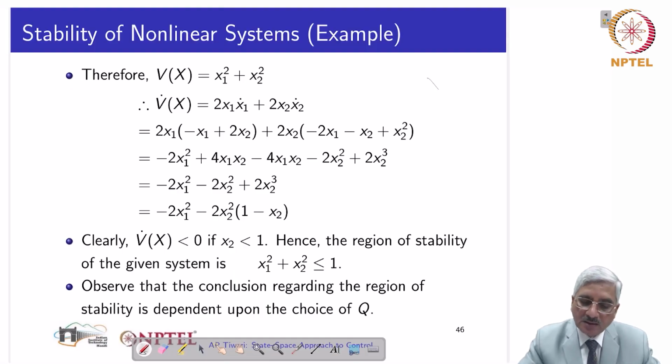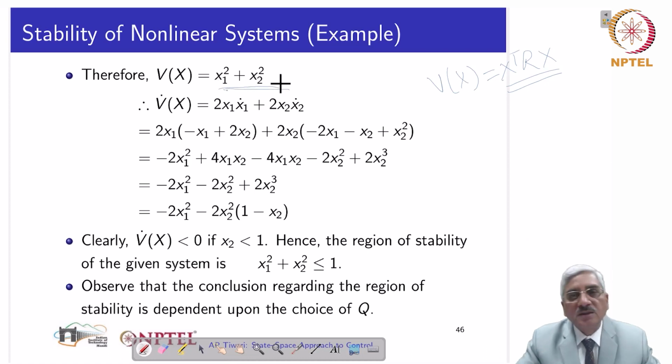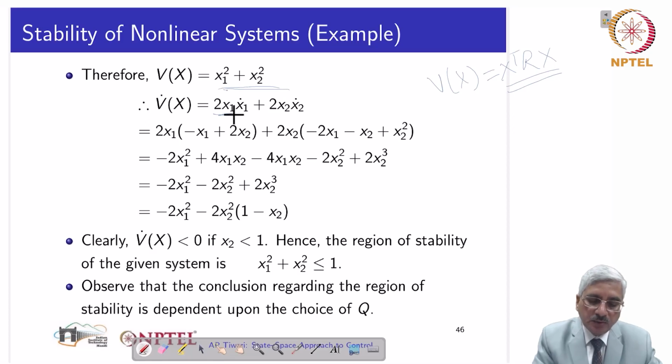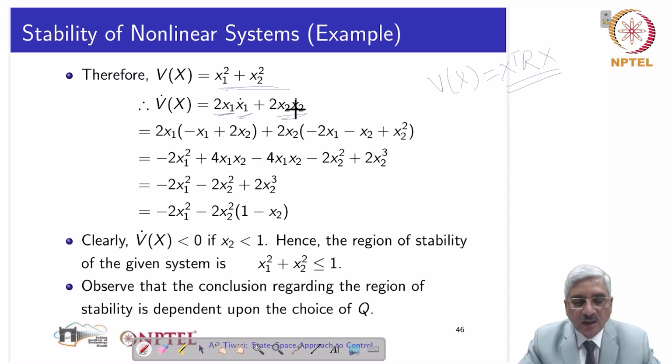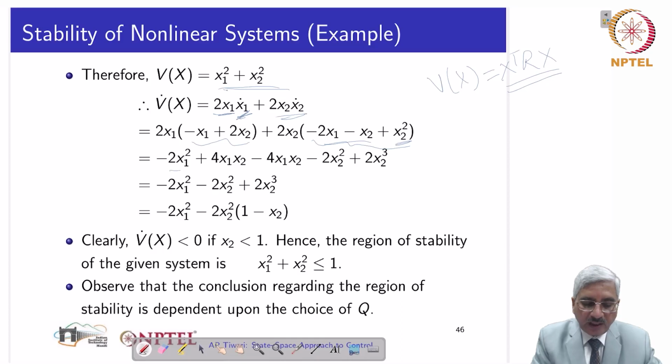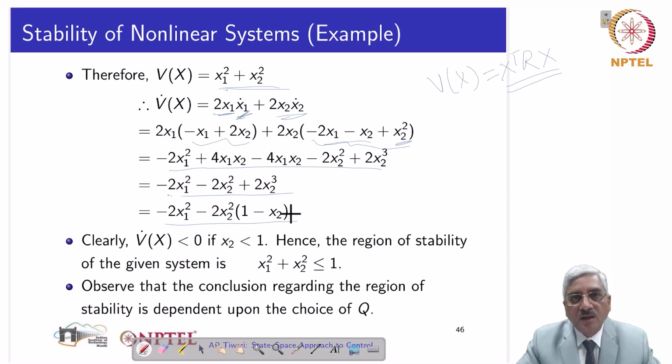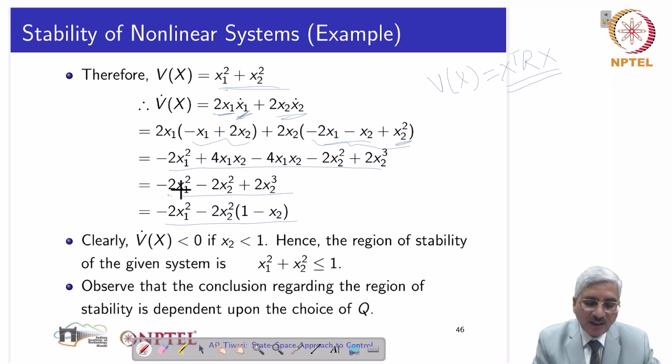So this Vx is x transpose Rx, and R was identity, so we get Vx as x1 square plus x2 square, and V dot x will be 2x1 x1 dot plus 2x2 x2 dot, and we make substitution of x1 dot and x2 dot, the whole term, the linear term as well as the nonlinear term. We simplify, we get this, we further simplify, get this, and finally we get this after all the simplifications. Now we have to analyze that.